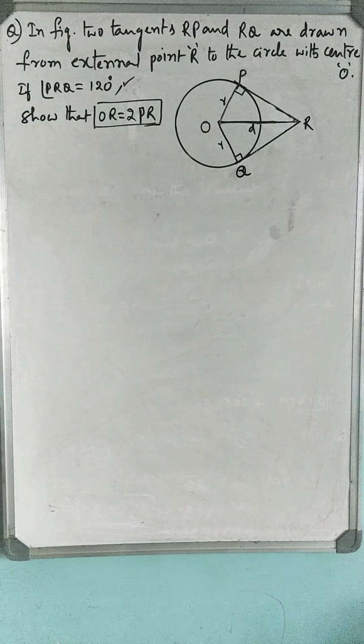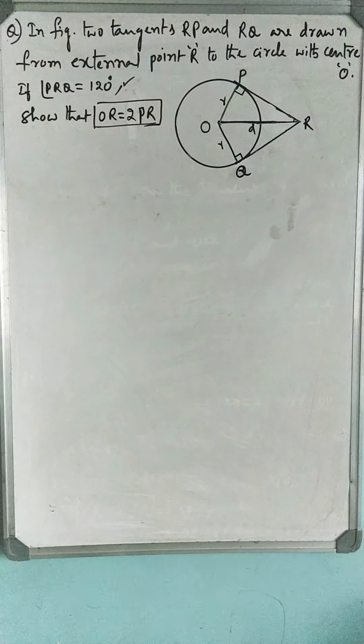Everyone, let us discuss a problem from the circles. In the figure, two tangents RP and RQ are drawn from external point R to the circle with center O. If angle PRQ is equal to 120 degrees, show that OR is equal to 2 times PR. Here, you can see the figure.